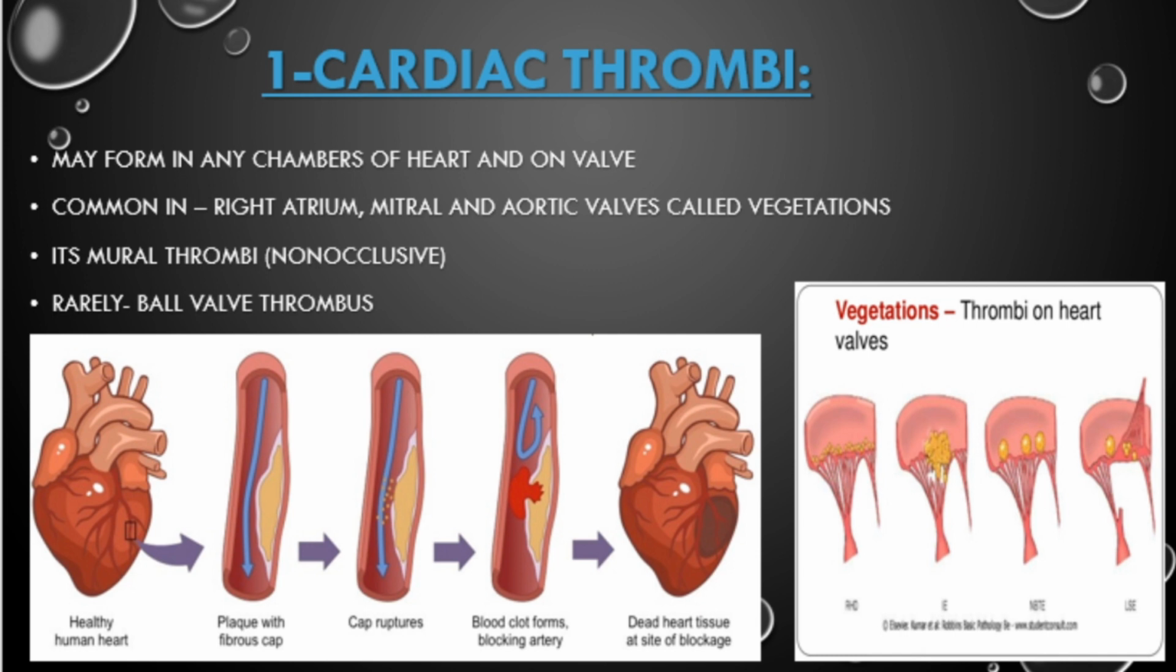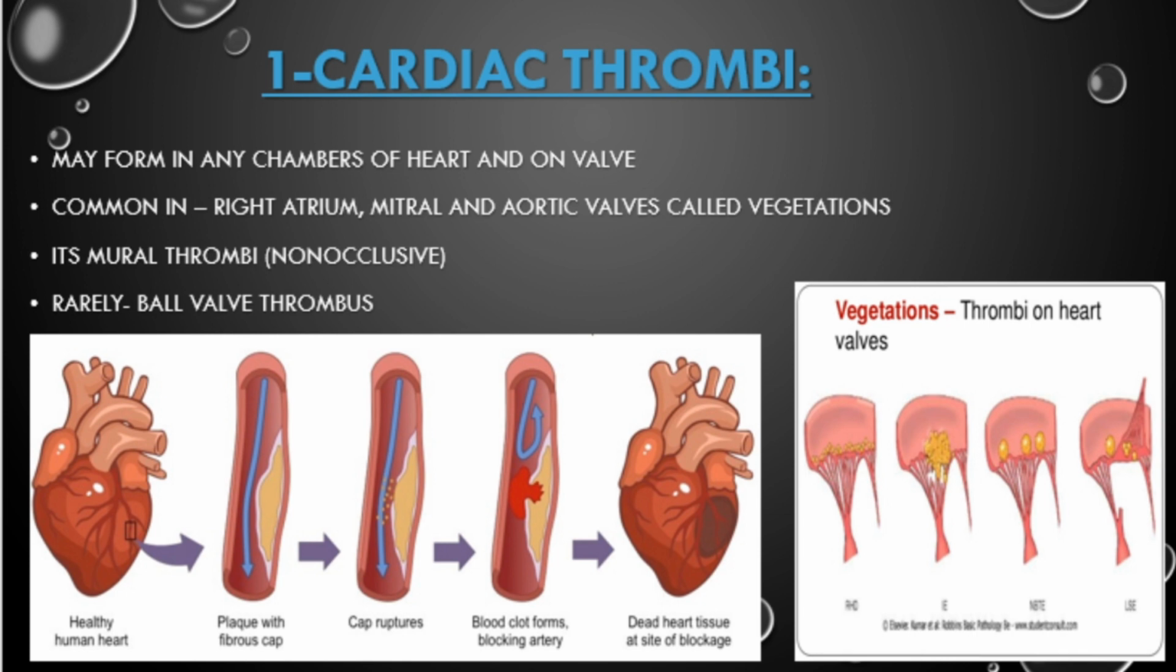Then cardiac thrombi are mural thrombi. Mural means non-occlusive, that is they do not obstruct the whole lumen of the blood vessel, so they are called mural thrombi. Then rarely a large round thrombus may form and obstruct the mitral valve and is called a ball valve thrombus. Okay, it is a terminology for the obstruction of the mitral valve, and it occurs rarely, so the condition is called ball valve thrombus.